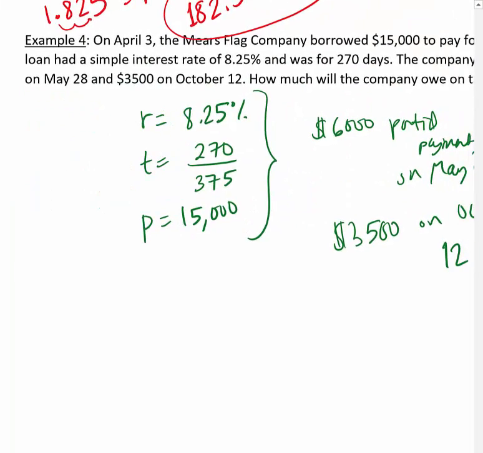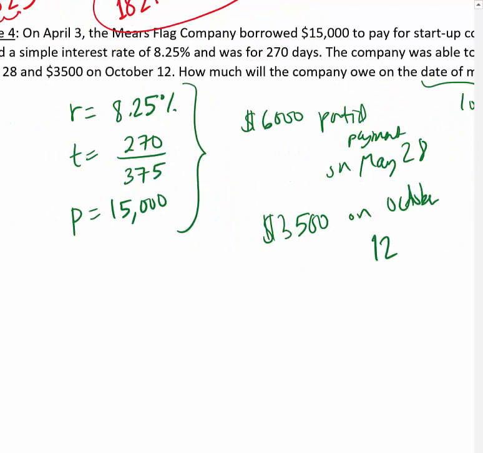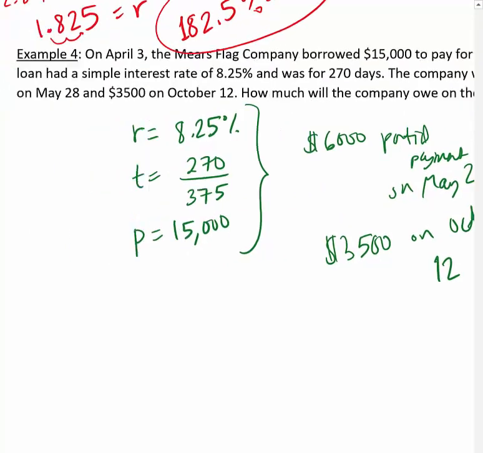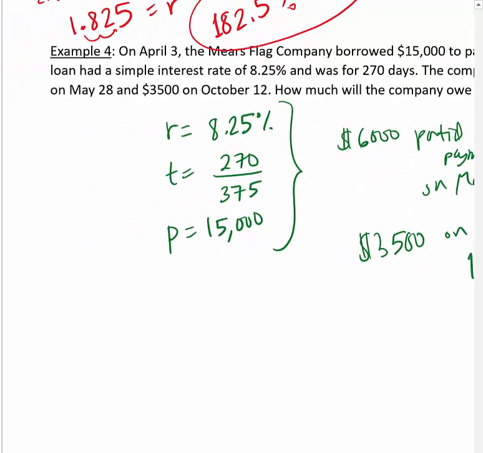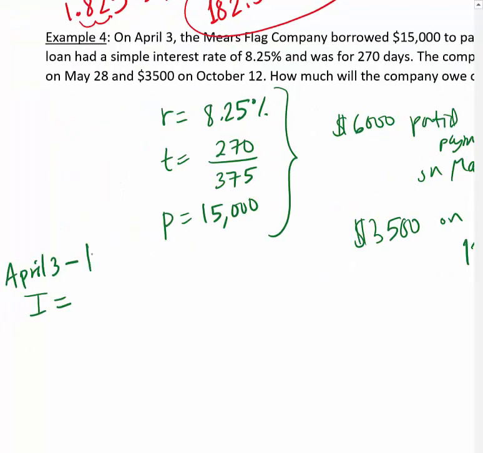So what do we say? Oh, okay, it's for 270 days. Let's see. I think what we have to do is figure out the interest for each time period. So we have to think. He took the loan out on April 3rd, but then he made a payment. When was the first payment? May 28th, I think. May 28th. Okay, so we'll think about that.